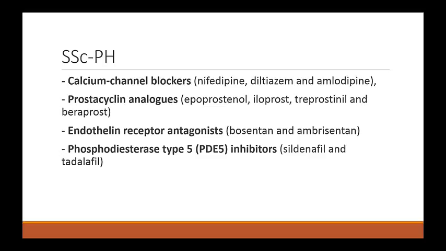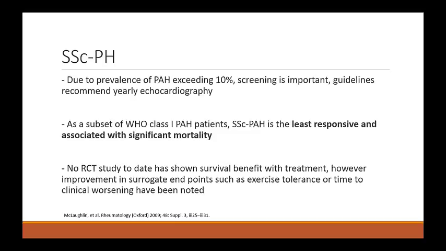So less of an emphasis on the PH component, but again, all the different treatment options that are used in group 1 PH available for these patients. Prevalence, again, is quite high, exceeds 10%, and that's why screening is important. There's a study that briefly mentioned that basically gives an algorithm to guide the screening approach in these patients. And again, what's notable is that patients within class 1 who have PAH secondary to systemic sclerosis are the patients who are least responsive and have the highest mortality as compared to all the other patients within that grouping. And again, there have been no randomized controlled trials specifically looking at survival benefit and treatment in these patients specifically. Most studies have included just a broad cohort of patients with systemic sclerosis associated PH in addition to PH with other connective tissue diseases. So there's been no single study to look at it in isolation.